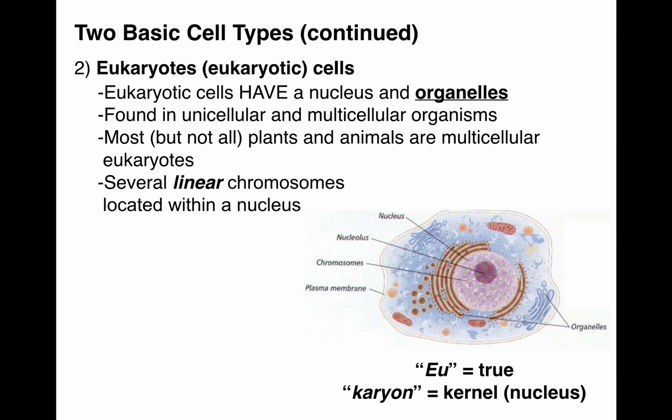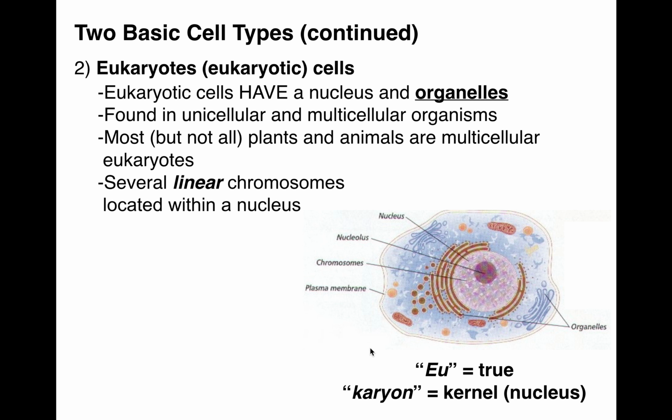So in contrast, eukaryotes, as you can see in this picture, are more complex than prokaryotes. First, they have a nucleus and organelles. Remember, organelles are simply those membrane-bound compartments located on the inside of the cell. Eukaryotes can be unicellular or multicellular, while again, all prokaryotes are unicellular. And most organisms, plants and animals alike, are indeed multicellular eukaryotes.